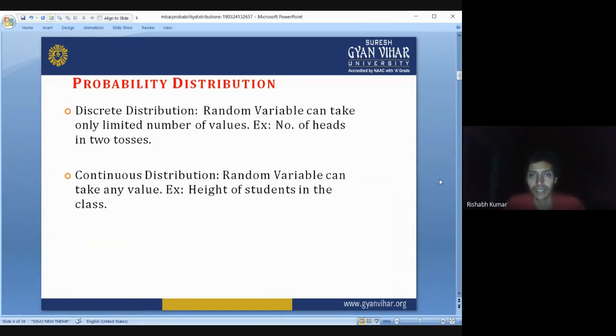Whereas in continuous distribution, a random variable can take any value, for example, height of the student in the class. So height of the student in the class could not only be a whole number or some particular finite numbers like 4 or 5. It could be 4.1, 4.12, anything in between, 4 to 5, 5 to 6, so it could be anything in between. So it is defined as a range, not as a particular number.